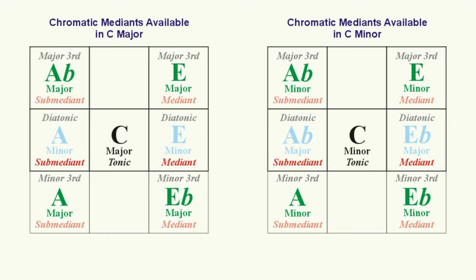In other words, if our original key center is major, all of the chromatic mediant triads are major. If our original key center is minor, all of the chromatic mediant triads are minor. To either side of the graphic's center, we see the diatonic mediants we are looking to replace.